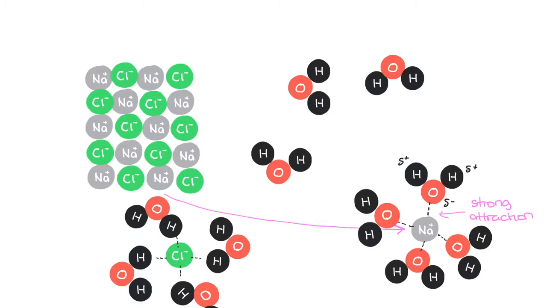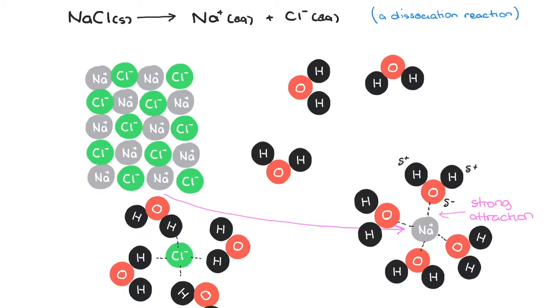This reaction can be described with the following dissociation reaction. Now, we say that it dissociates because ionic compounds are already ions and they are simply separating from each other, or dissociating. Some ionic compounds are not soluble because the attractive force between the ions in the lattice is very strong, greater than that which water molecules can break.